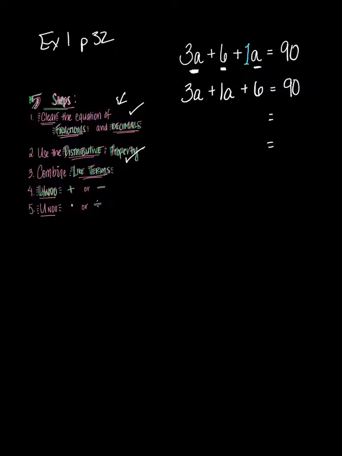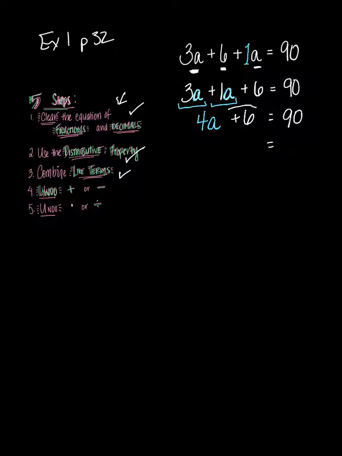Now I can look at actually combining like terms. Notice that I have 3 a's here and I've got another a here. So what is 3a plus 1a? Well, I end up with 4a plus 6 equals 90. All right, I don't have any other a's and I don't have any other constants, so I have combined all my like terms. Now I get to undo addition or subtraction.